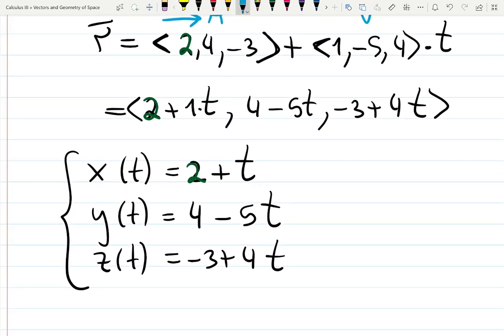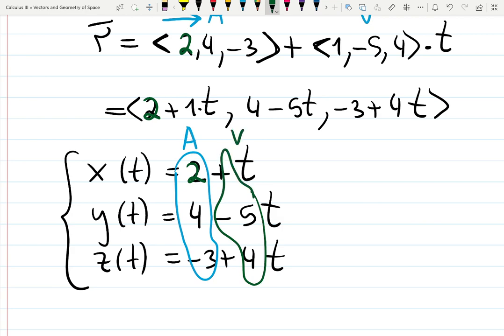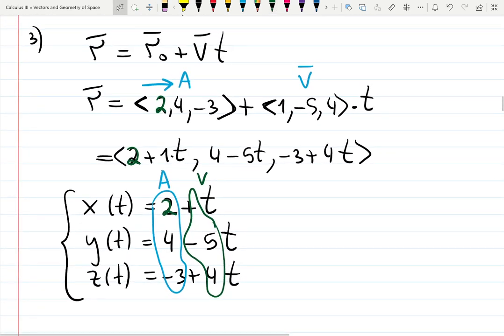When you collect these 3, that gives you p, or that gives you p sub 0 or a. When you collect these 3, that gives you a vector v. So that's also the way to see that. All 3 notations mean the same thing.